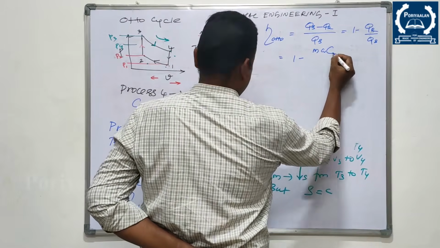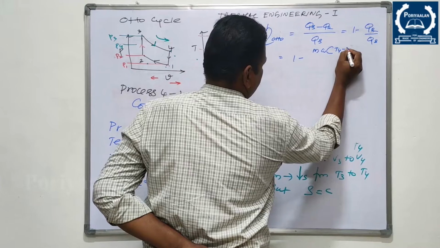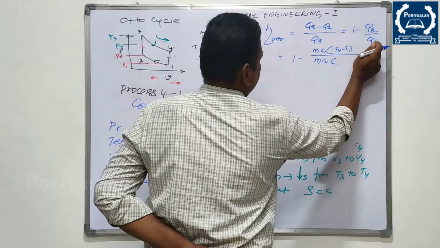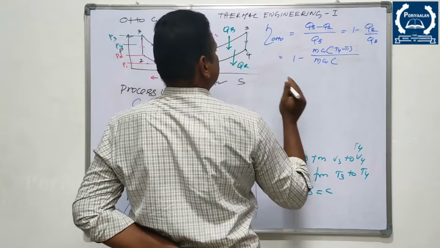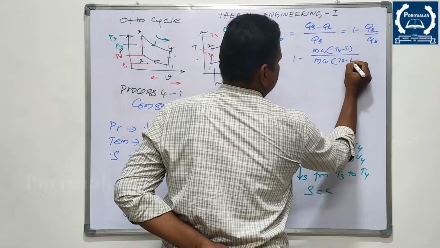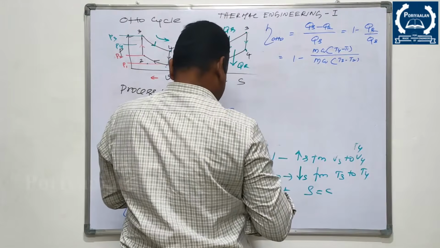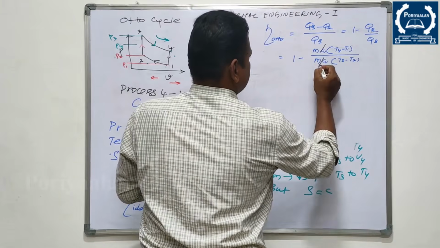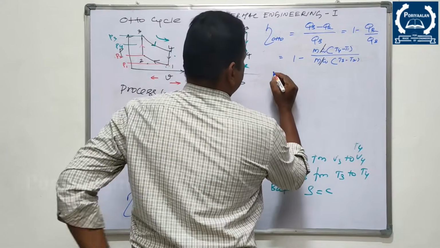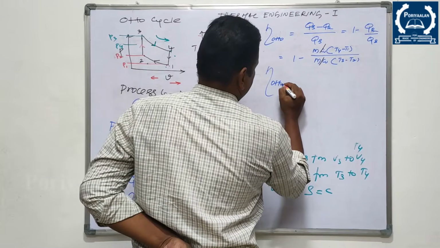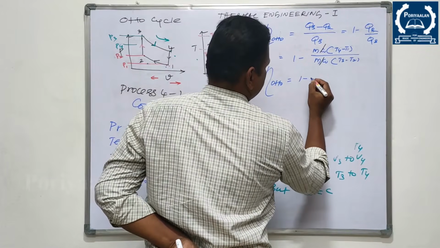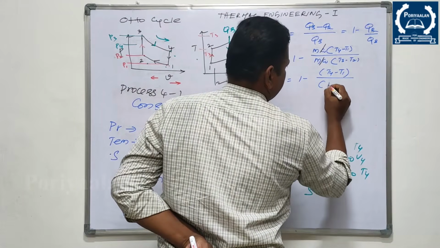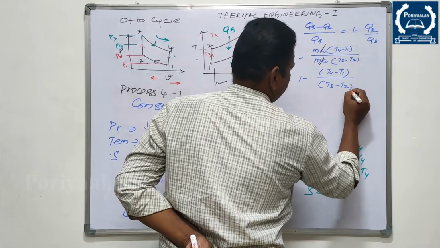MCV into T4 minus T1, divided by MCV into T3 minus T2. So you can eliminate these two MCV. So finally, the efficiency of the Otto cycle in terms of temperature difference is T4 minus T1 divided by T3 minus T2, right?